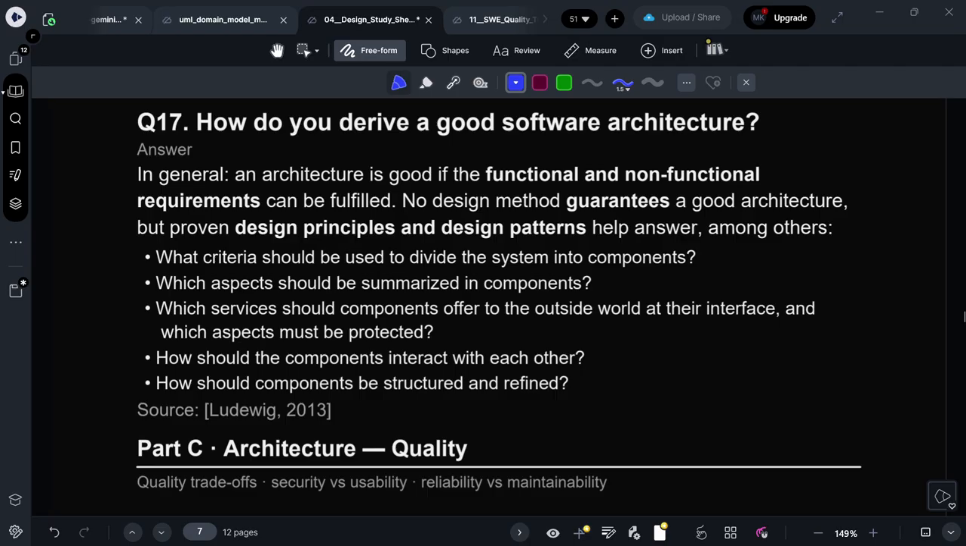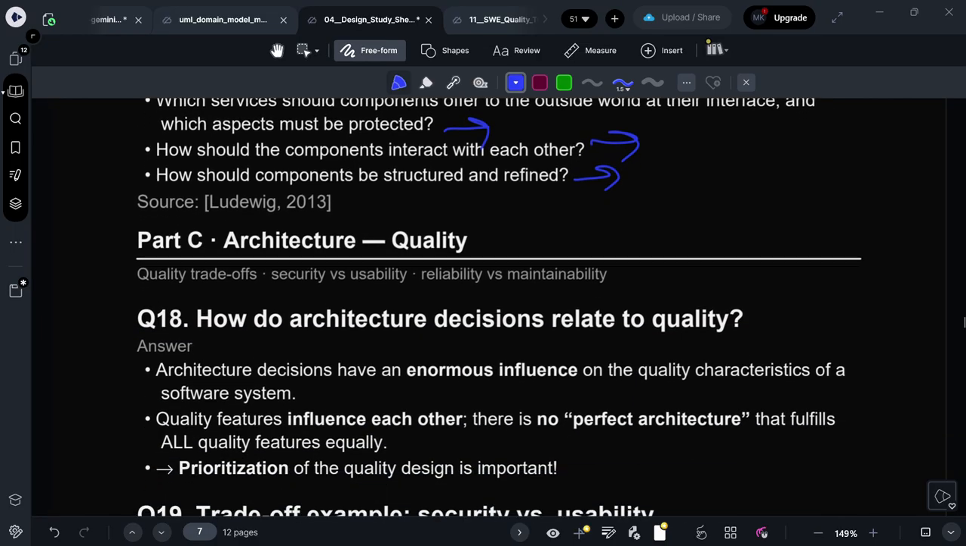How do you derive a good software architecture? In general, an architecture is good if the functional and non-functional requirements can be fulfilled. No design method guarantees a good architecture, but proven design principles and design patterns help answer, among others: What criteria should be used to divide the system into components? Which aspects should be summarized in components? Which services should components offer to the outside world at their interface, and which aspects must be protected? How should the components interact with each other? How should components be structured and refined? These are the things that we need to know.